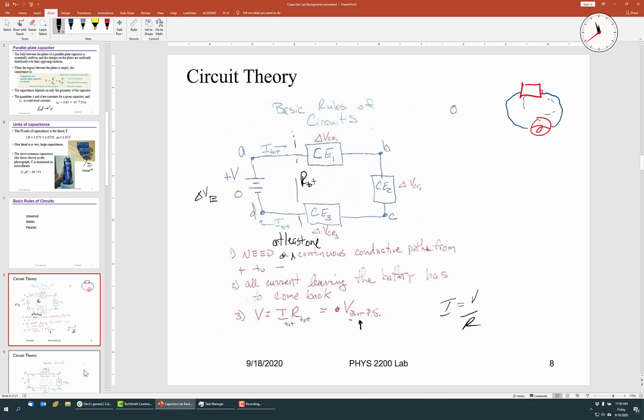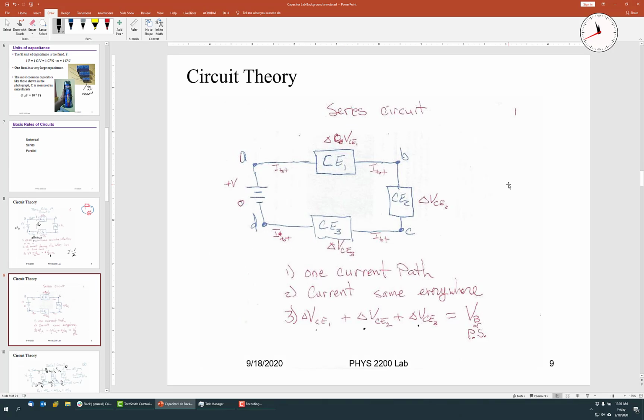Okay, so then this is a series circuit. And a series circuit has only one conductive path. And the current is the same everywhere. And this means that the sum of the voltage drops. So in order for current to flow, if you want to have current not be zero, you have to have delta V not be zero.